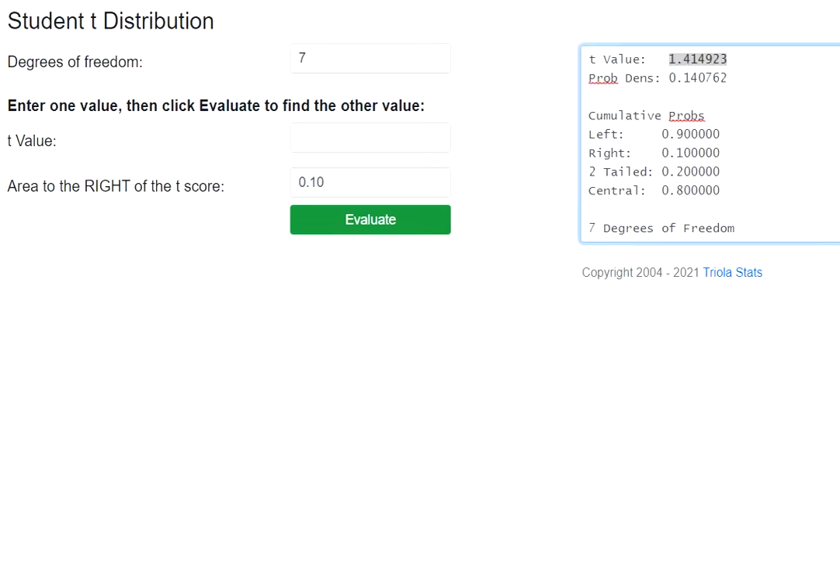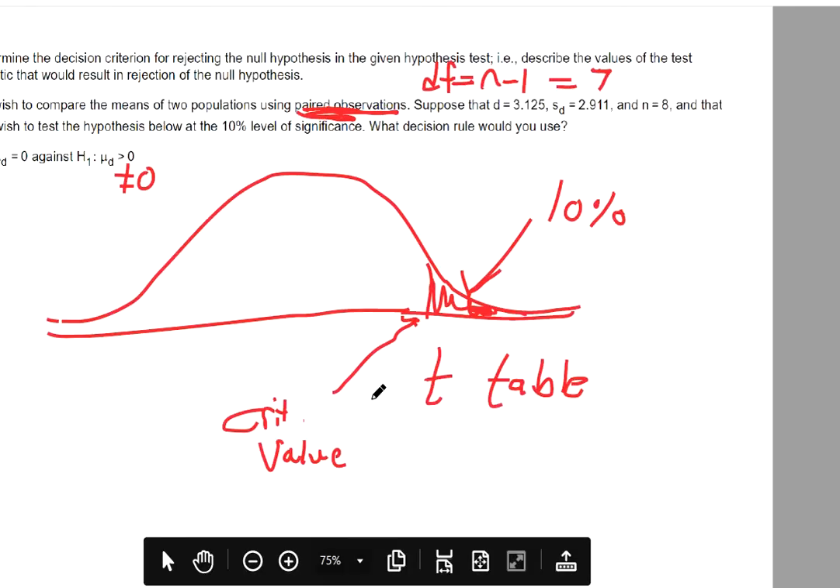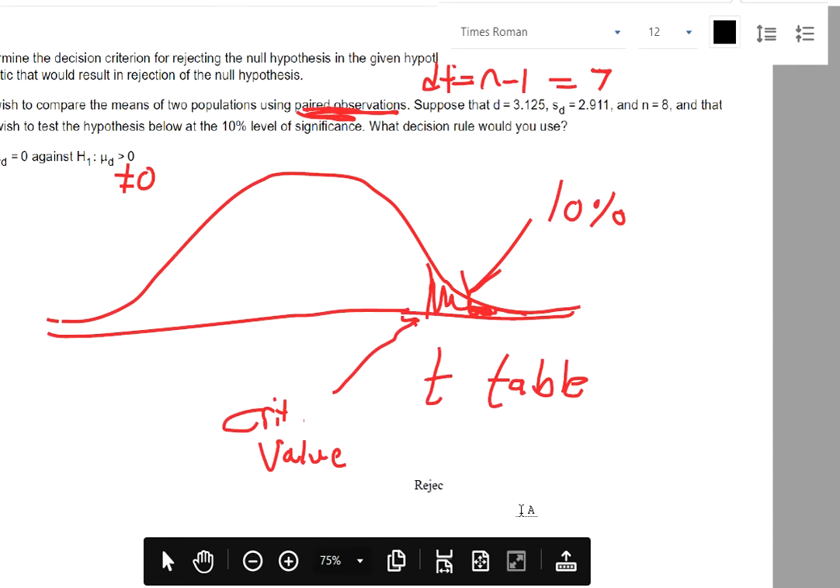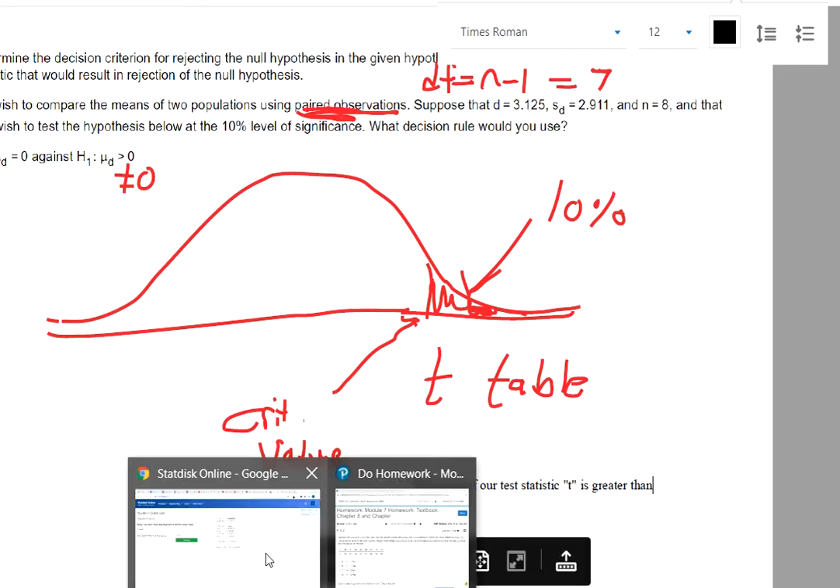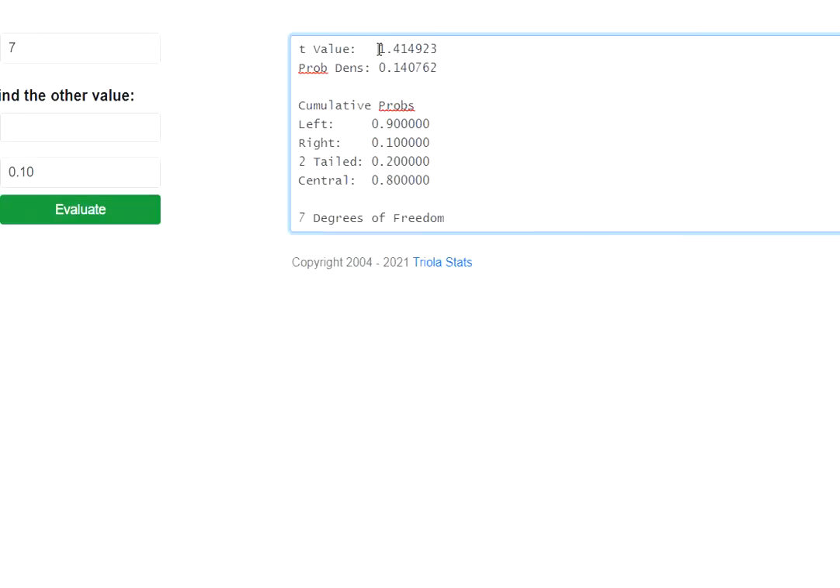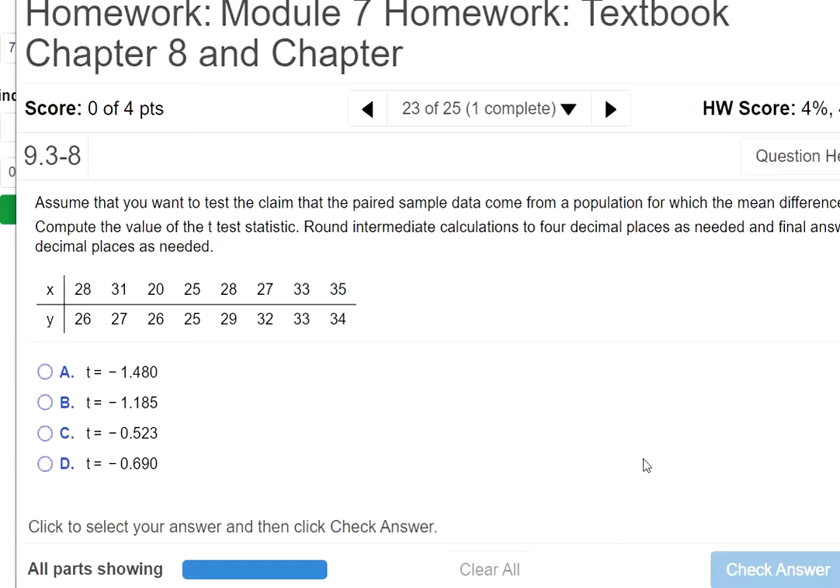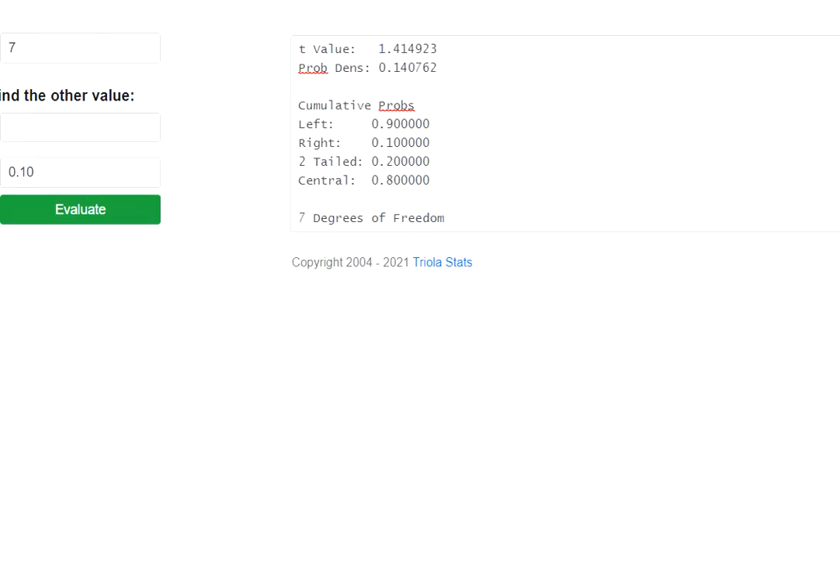So to finish answering their question, what's our decision rule? We reject H0 if our test statistic, which is t, is greater than that critical value we just got from the table. If it's greater than 1.414. Oops, that's the problem. That's the next problem, I think.